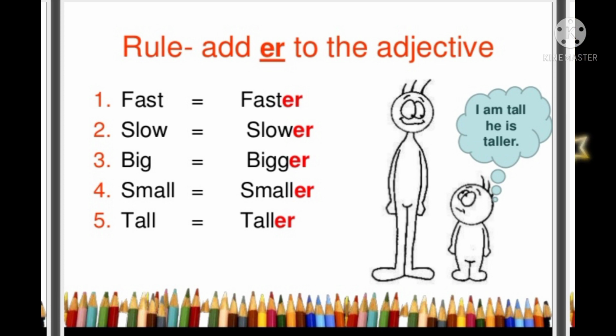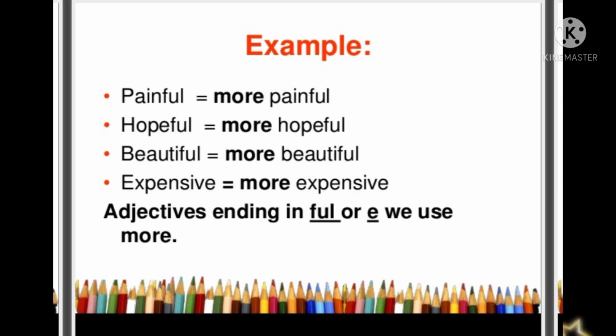For making comparative degree, er is used along with single syllable words. Keep in your mind, for two or more than two syllable words, we use more in order to form comparative degree. Painful, hopeful, beautiful. So there are two syllable as well as three syllable words here. In order to form comparative degree, you have to add more along with the adjectives. See these examples and keep them in your mind.